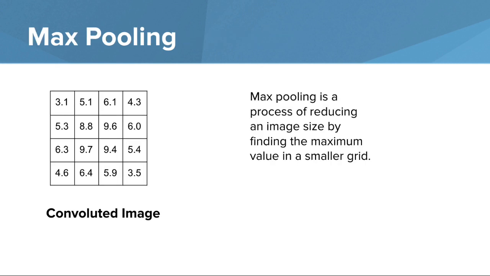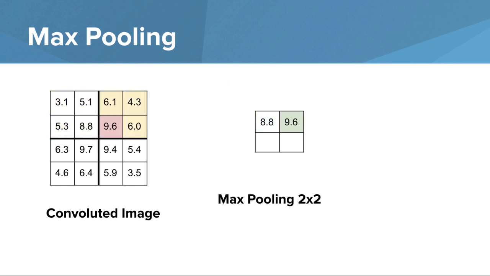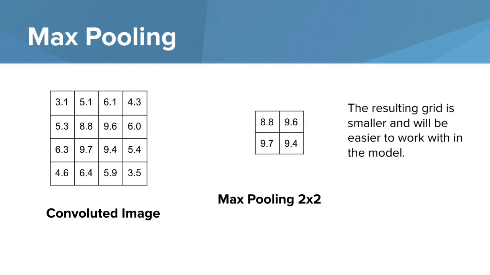The second step of a convolutional model is to apply a max pooling. This is a process of reducing the image size by finding the maximum value in a smaller grid. In this example, we'll use a 2x2 max pooling. This divides your convoluted image into a new grid of 2x2 pixels. In each 2x2 grid, you find the largest value and put that value in your max pooling image grid. In the second grid of convolution values, you see that 9.6 is the highest value. The completed max pooling grid will look like this.